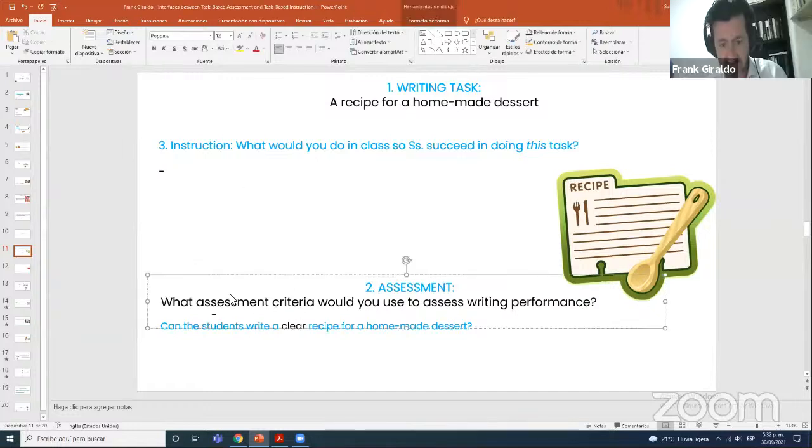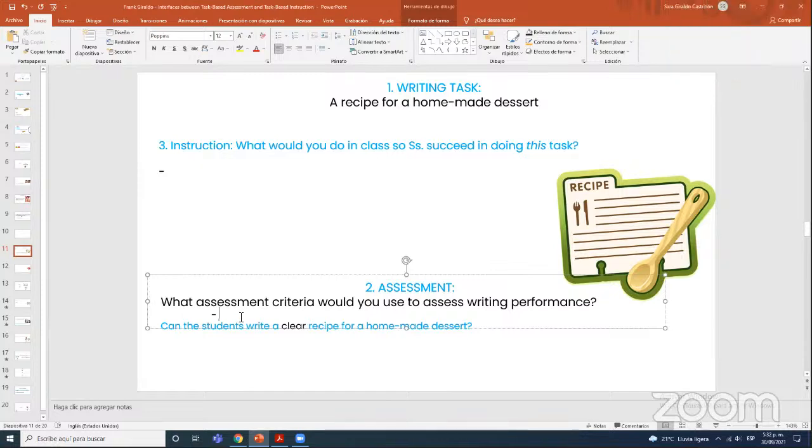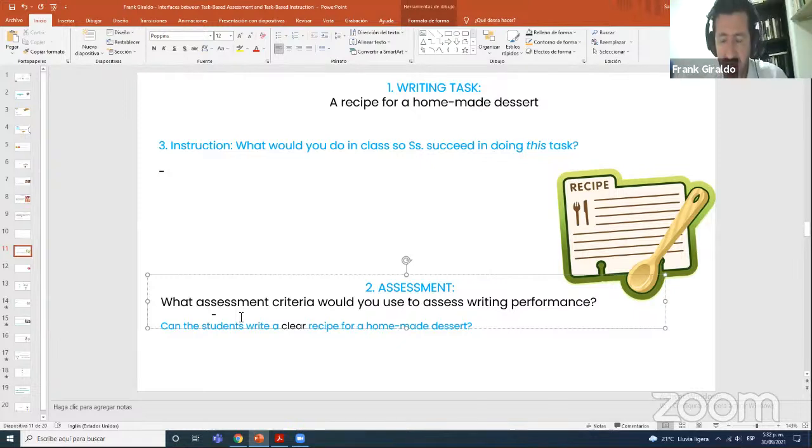Okay, group. So let's work on this criteria. Eliana, can you still see my screen? Yes. Okay. So what are some language criteria for writing that would be necessary to assess writing here?